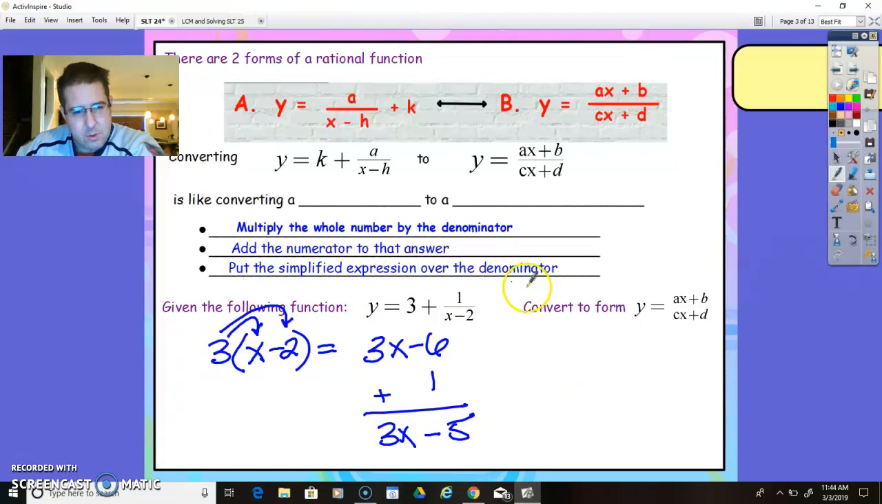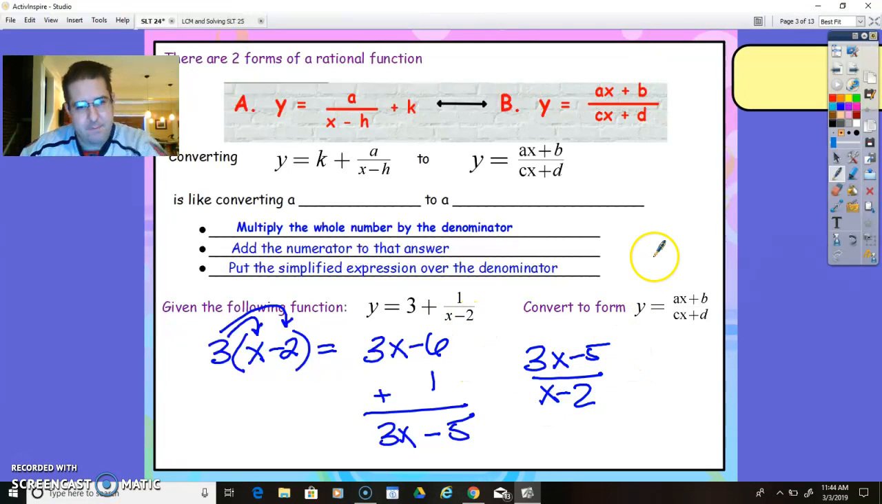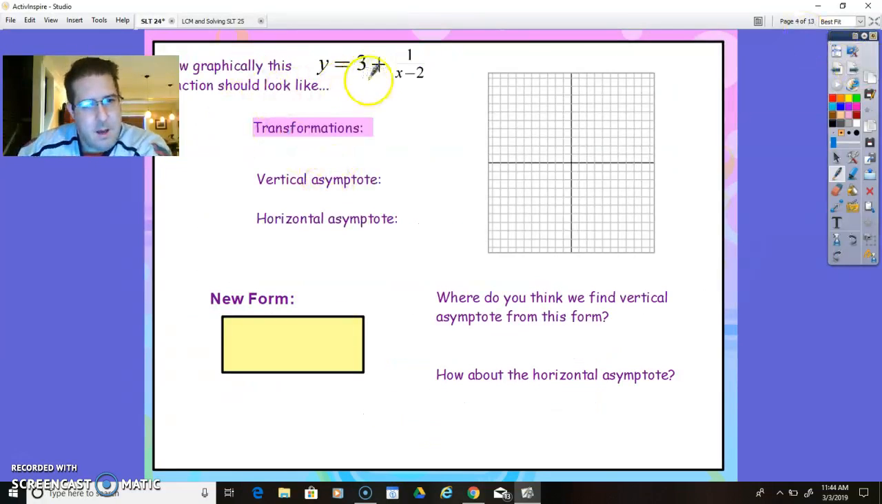And then I can just take that and put that expression over the original denominator. So that's 3x minus 5 over x minus 2 was the original denominator, and voila. I've now just turned this asymptote form into this standard form. All right, so what transformations do we have here? So it's right 2, up 3, right 2, 1, 2, 3.